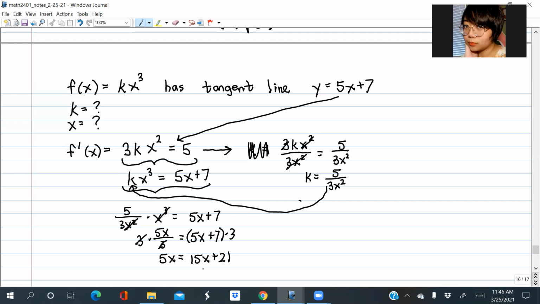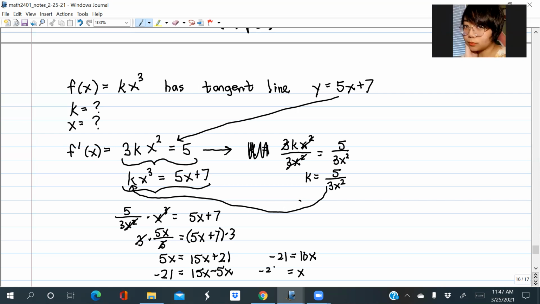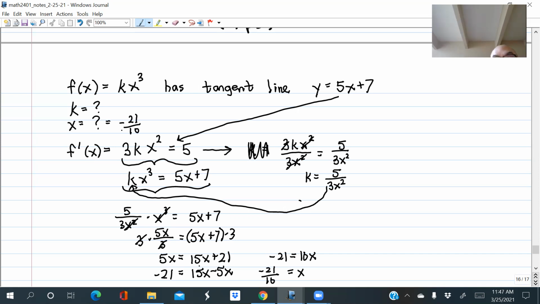That's not too bad. Now I'm going to rearrange terms. I'm going to bring the 5x to the right, change the sign, and bring the 21 to the left, and don't forget to change the sign. So you get minus 21 is equal to 10x, or it looks like x is equal to minus 21 over 10. Well, we get a strange value for x there, but who cares? There it is. If I did my arithmetic right, x is minus 21 over 10.